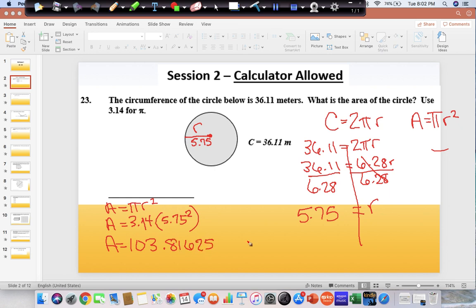Okay, and then we're going to round this number. It doesn't actually say to round, but I would round to the nearest tenths or 100ths at least. So let's go with 100ths, 82/100ths. Meters squared. Remember, we are talking about area, so our answer should be in meters and it should be squared.